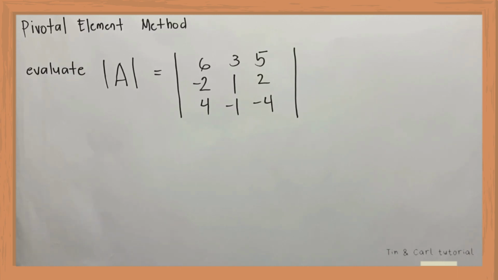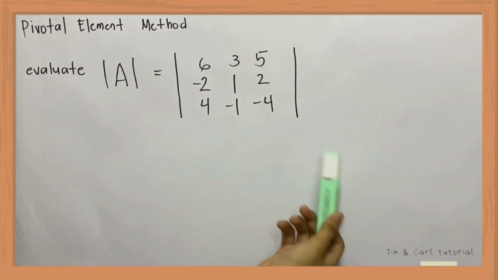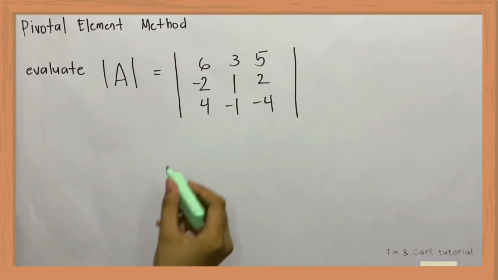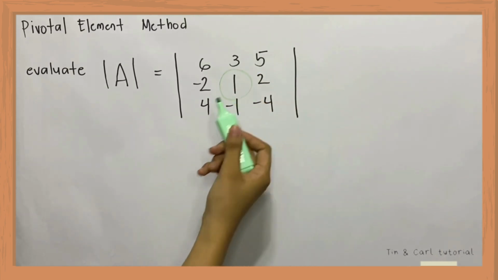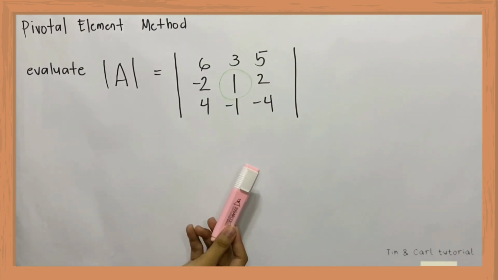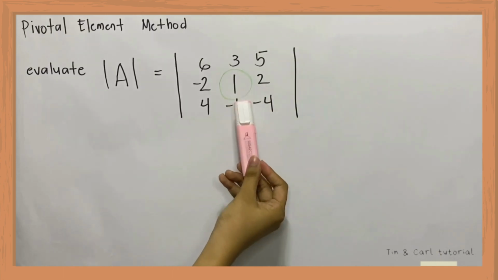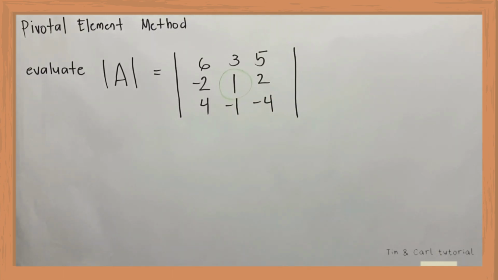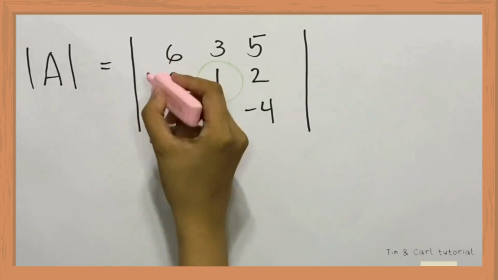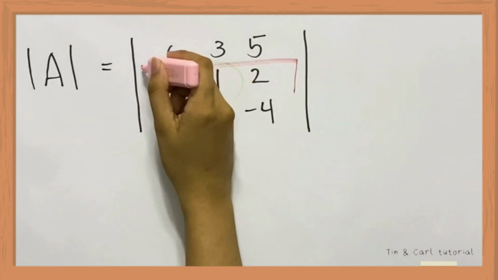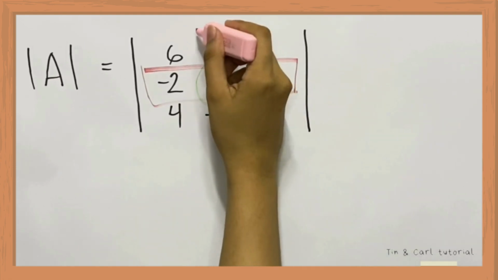Upon marking our pivotal element, we can use a highlighter para ma-mark natin kung saan ba siya located. So, this is our pivotal element 1. Upon marking our pivotal element, we have to cross out where it is located. Ito yung row kung saan located yung pivotal element natin, and ito naman yung column.